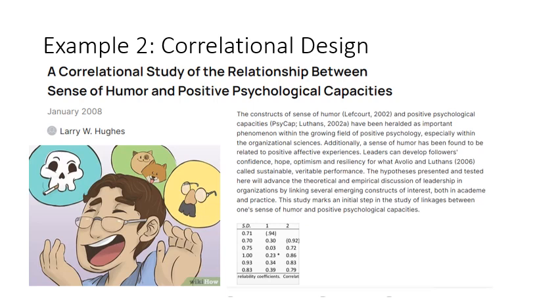The key word here is linkages. So they're not trying to say that one causes the other. They're not saying a sense of humor causes you to have positive psychological capacities, and they're not saying the reverse either. They're just saying these two seem to be linked or related. And later on, we'll know a little more about what these correlation coefficients are about.